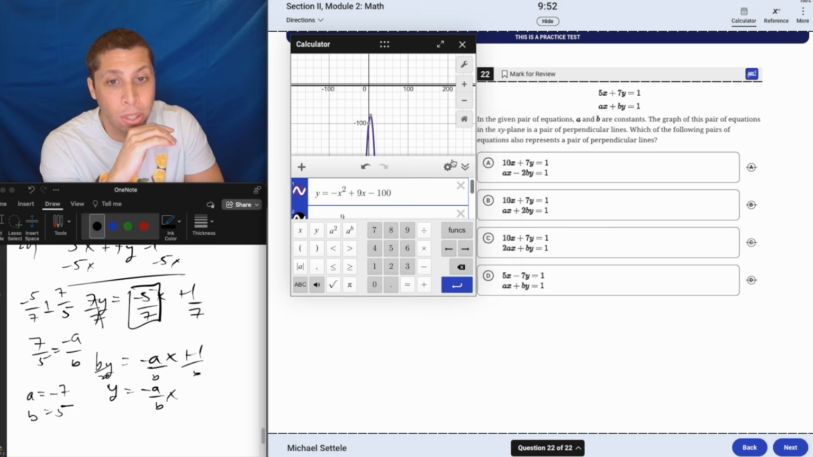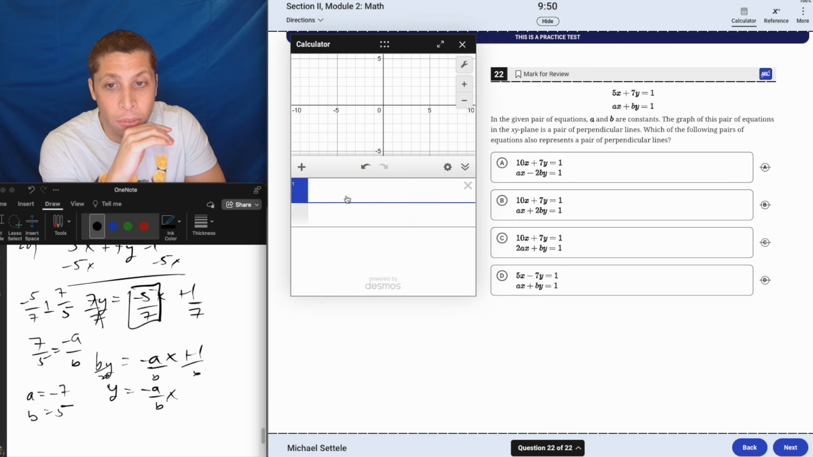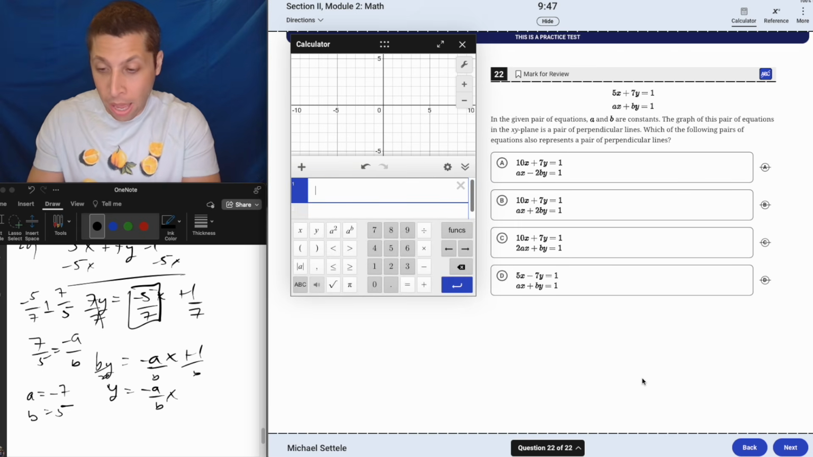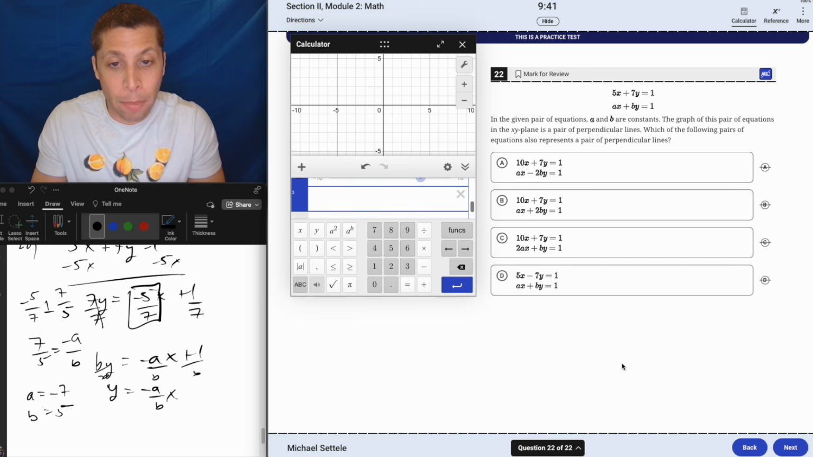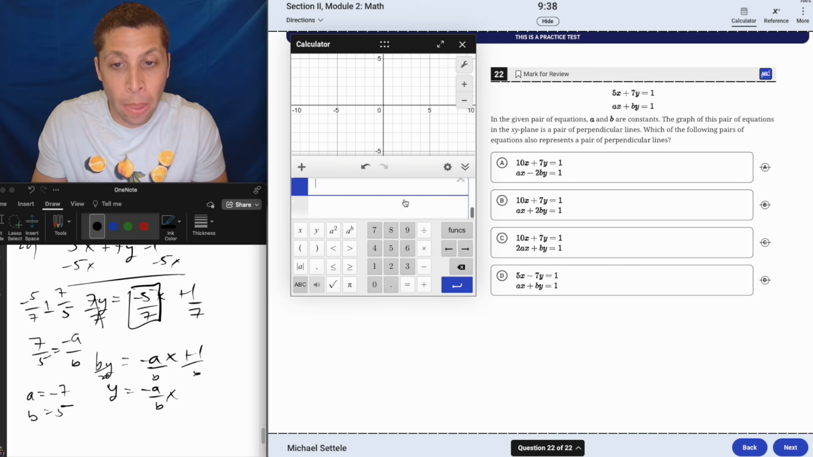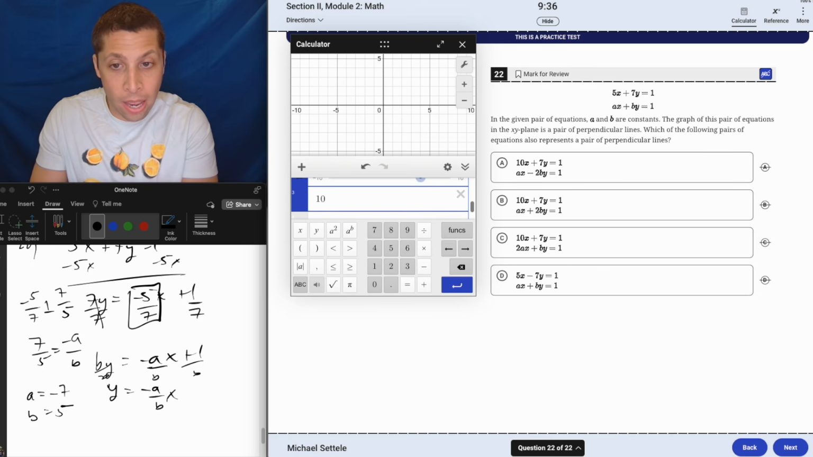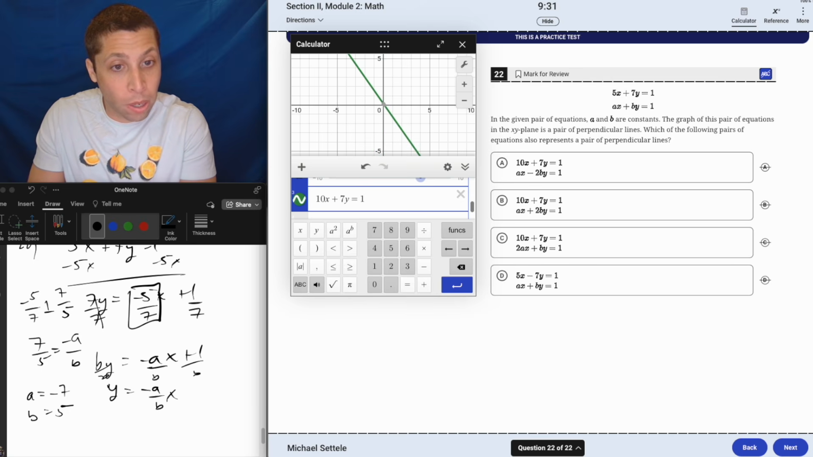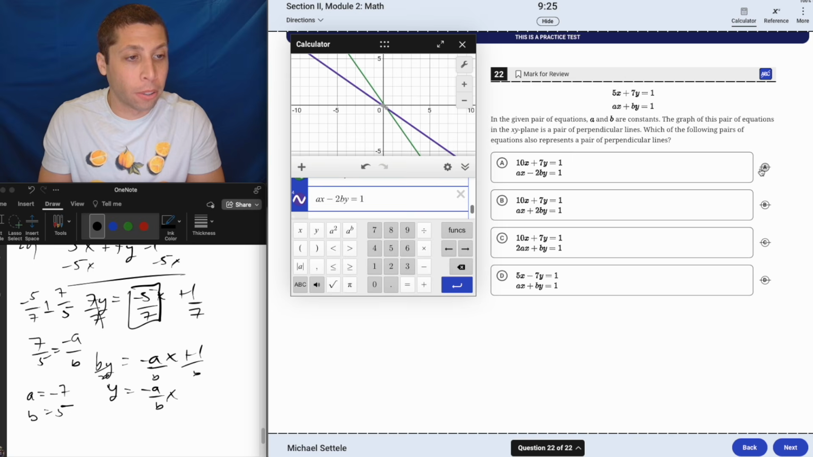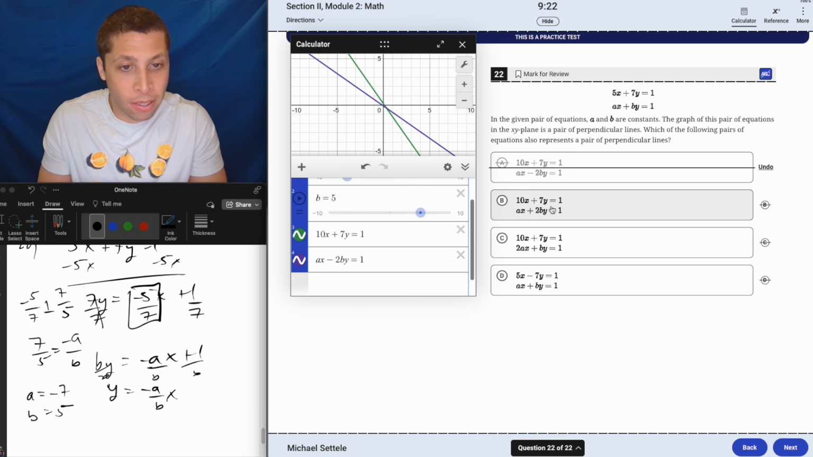But let's just now go to Desmos and just see this stuff for what it is. Right? So a is negative 7. B is 5. So that way I don't have to worry about typing them in. Right? So there you go. And then 10x plus 7y is 1. So that's choice A. And ax minus 2by equals 1. Clearly not perpendicular. So choice B has the same top equation, but now the bottom equation is a plus.